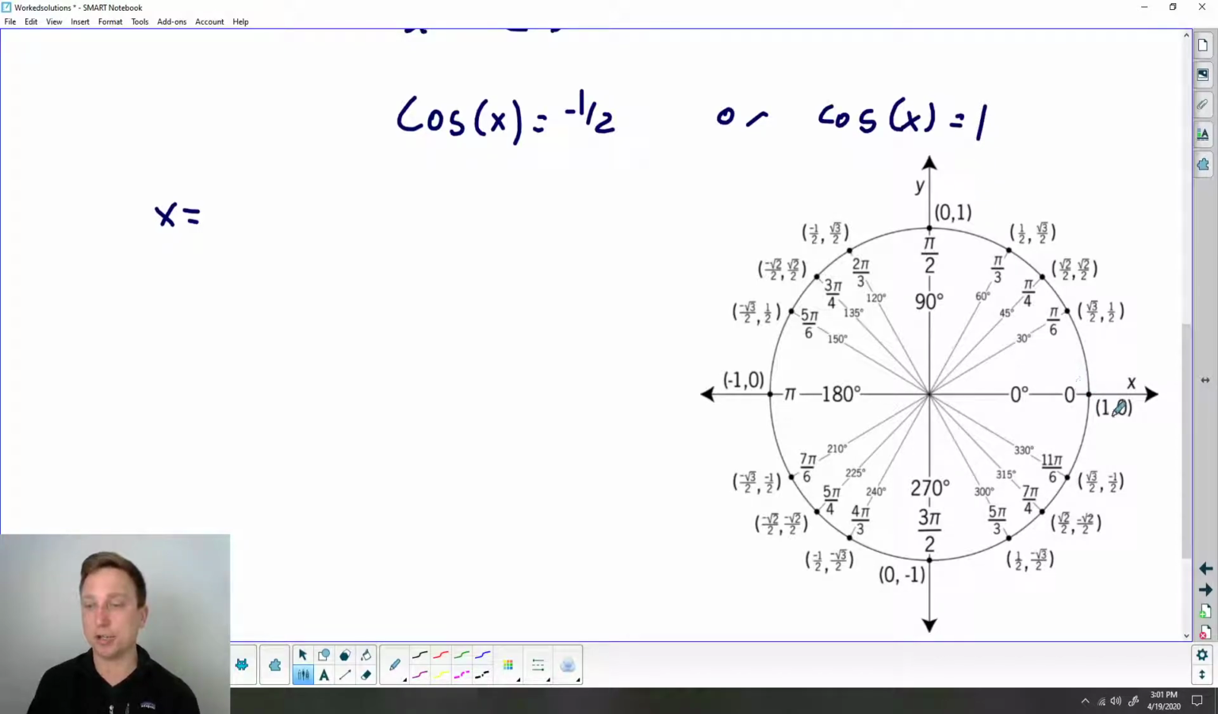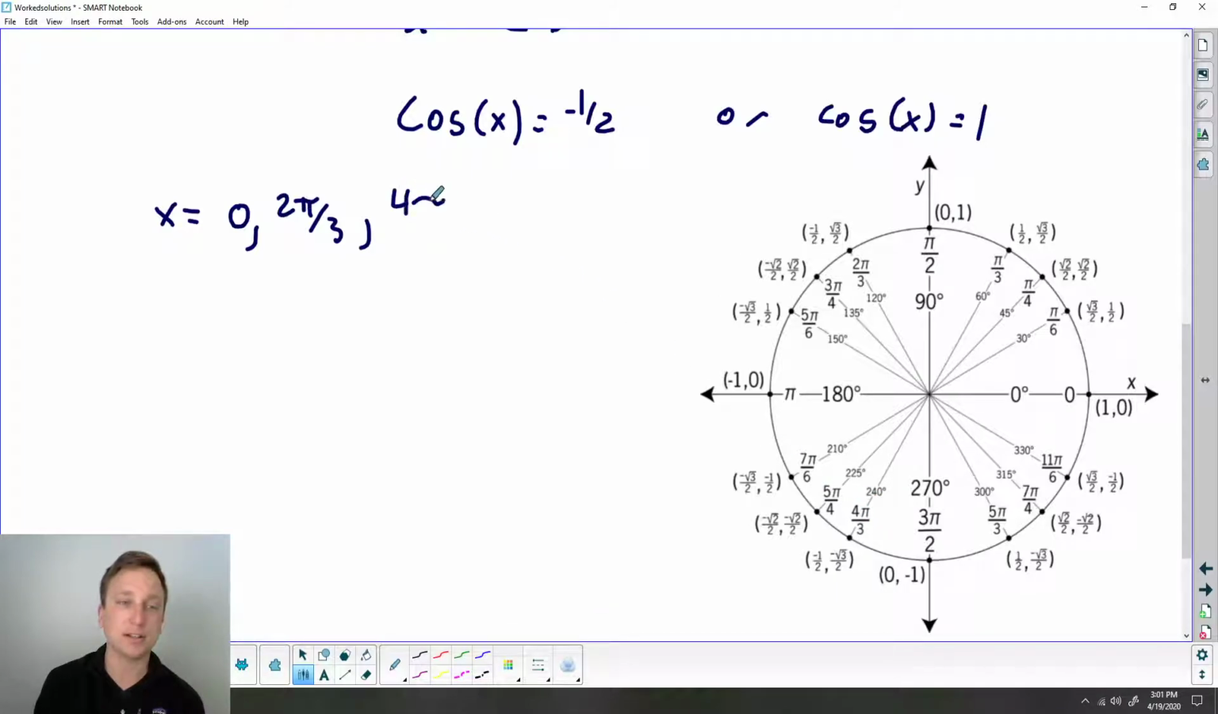So 0 produces 1, so that's one of our solutions. So 0 radians is an answer. Now as we go around, we want cosine of 1 or cosine of -1/2. Cosine is -1/2 right here at this x value, so 2 pi thirds is another solution. Continuing around, we want a cosine of 1, so we want to be to the right, or -1/2. There's another one, 4 pi thirds.